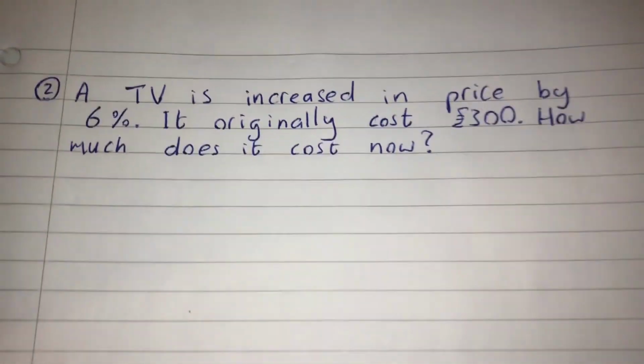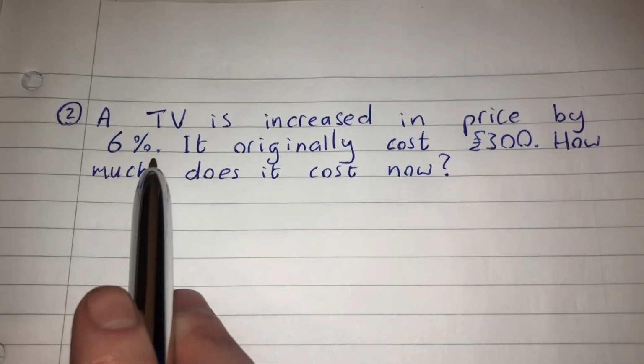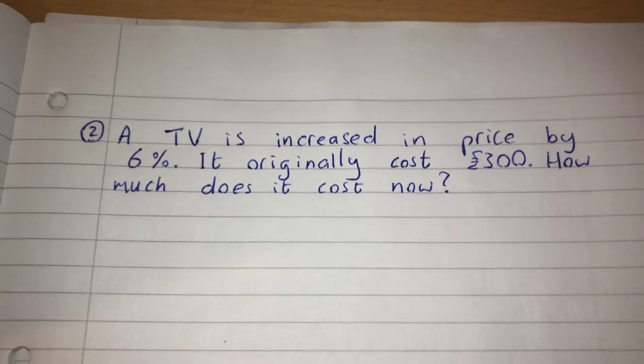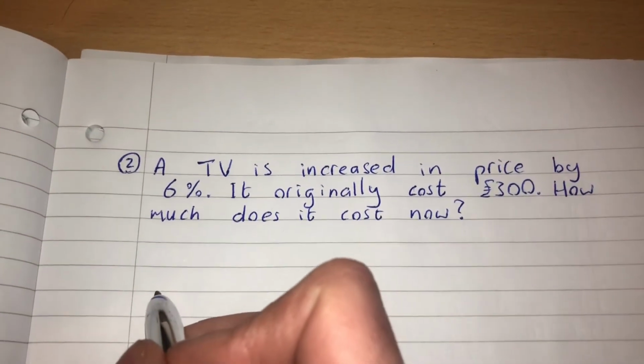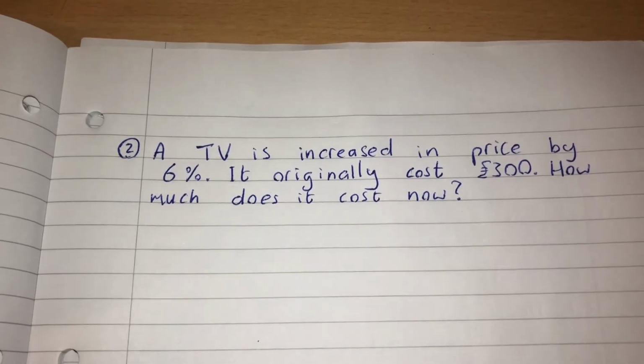I'm going to do a second example, which is here. This is a percentage increase type of question. A TV is increased in price by 6%. It originally cost £300. How much does it cost now? So the TV has been increased in price. I'm going to use decimal multipliers this time again, just to work that wee bit quicker.